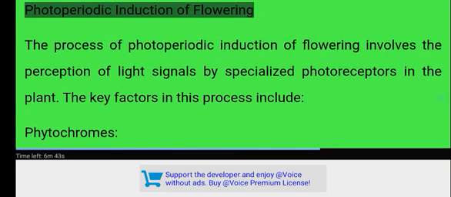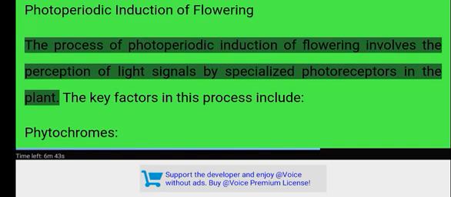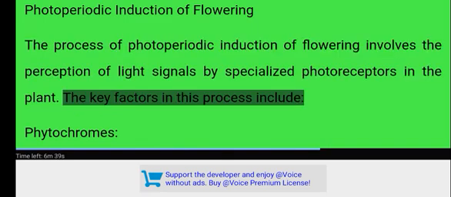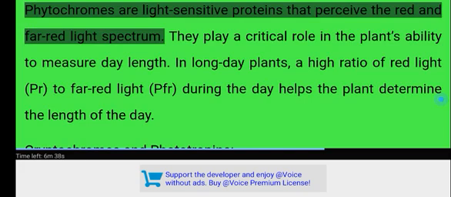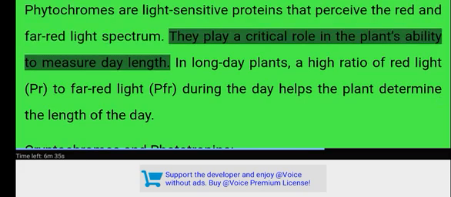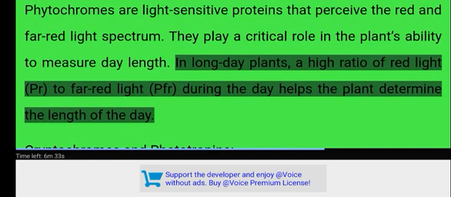Photoperiodic induction of flowering. The process involves the perception of light signals by specialized photoreceptors in the plant. The key factors include phytochromes. Phytochromes are light-sensitive proteins that perceive the red and far red light spectrum. They play a critical role in the plant's ability to measure day length. In long day plants, a high ratio of red light (PR) to far red light (PFR) during the day helps the plant determine the length of the day.